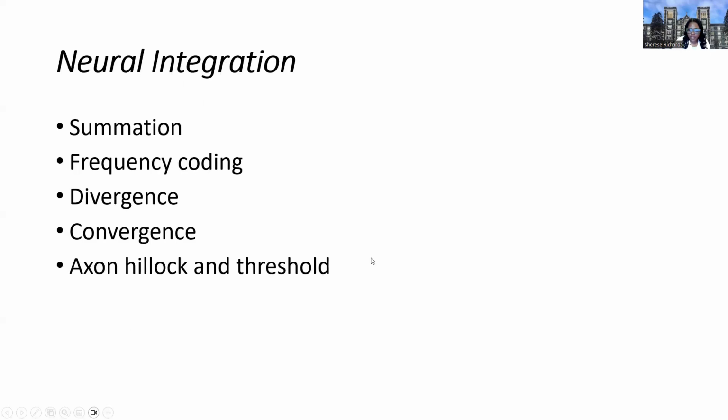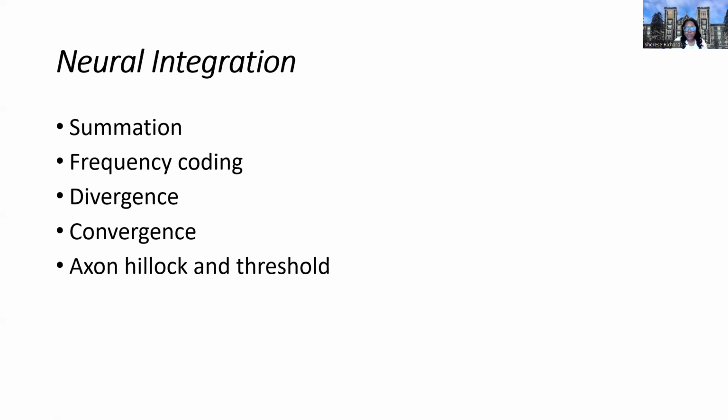Now, there are a few different processes involved in neural integration. Summation: we've talked about the two types of summation, the fact that we can sum graded potentials if they're close enough in time and if they're at the same synapse, via temporal and spatial summation. So that's one aspect of neural integration.